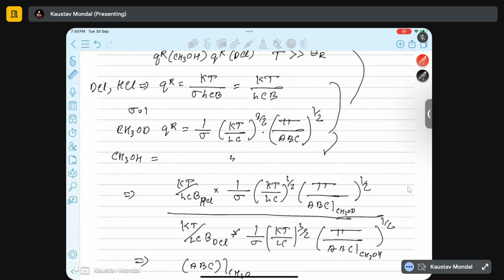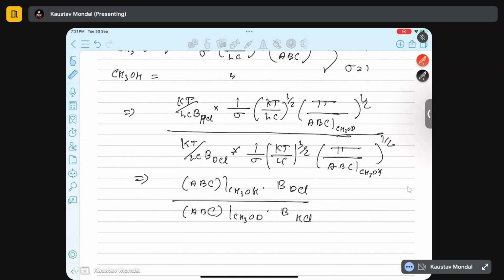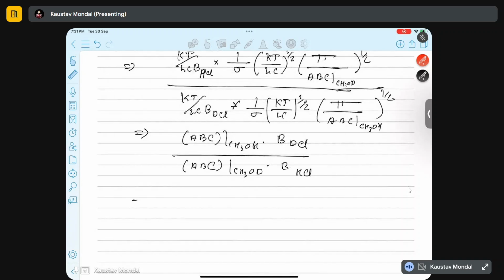Since for this case also all the molecules are not equal, for both the cases sigma is equal to 1. So we get CH3OH into B of DCl by A B C of CH3OD into B of HCl. So we just substitute all the values.